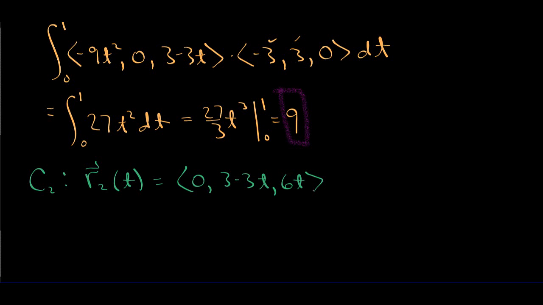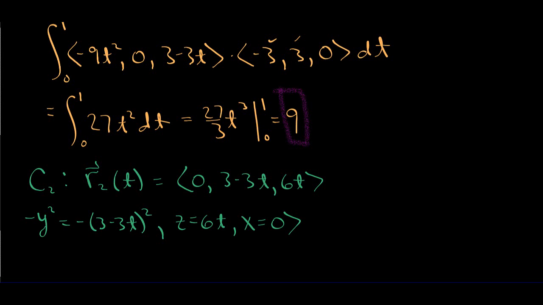And now what I want to do is convert the vector field to be in terms of t. So here I go. The first part of it is negative y squared, and that's going to correspond to negative (3 minus 3t) squared. And then I had z, and z in this case is 6t. And then finally x on the end, the last term would be 0.